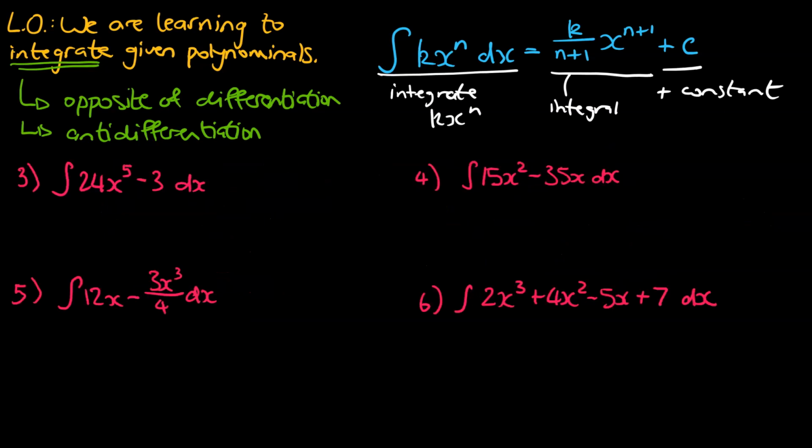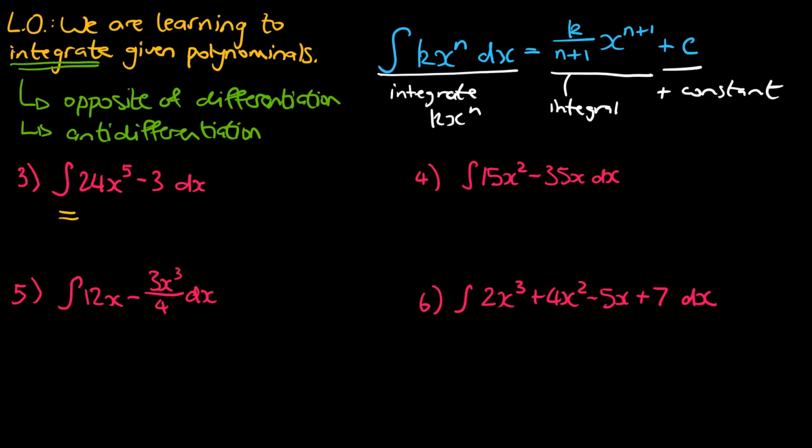Okay guys, we're back. Hopefully you got those previous 2 examples down. We've got 4 rapid fire questions. Some of them have a few tricks in them, but let's get into them. So first question, find the integral of 24x to the power of 5 minus 3.